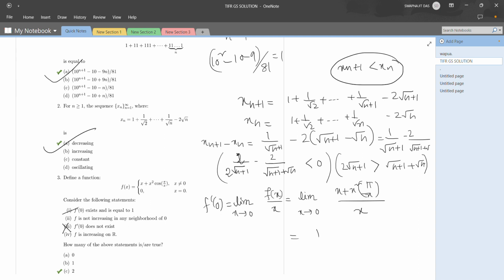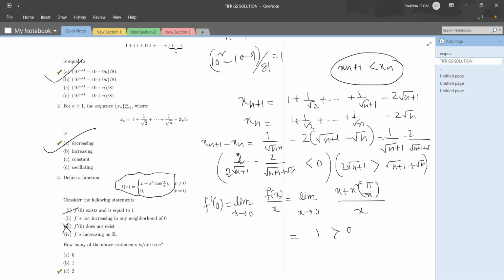And I will ask you to plot this graph. This is a very important function. Why is this important? Since f dash 0 is equal to 1, you may have some doubt that it is greater than 0, that means f is increasing in a neighborhood of 0, which is absolutely wrong. This statement is wrong. There is a different meaning of f is increasing in a neighborhood.